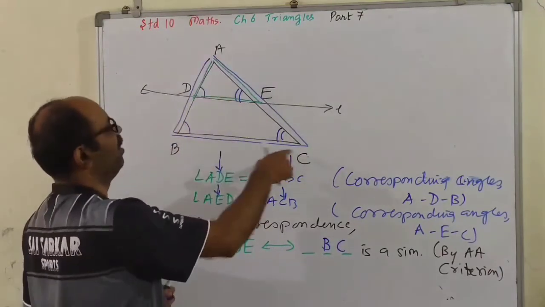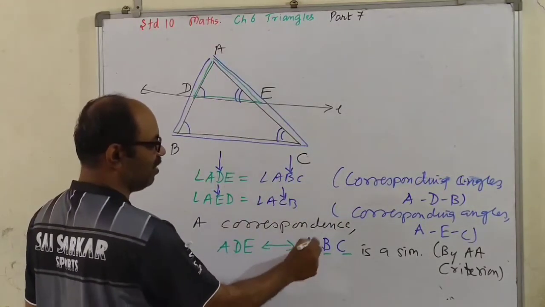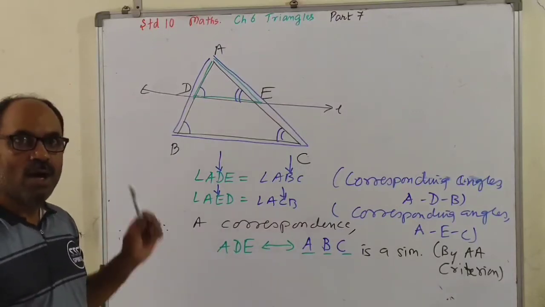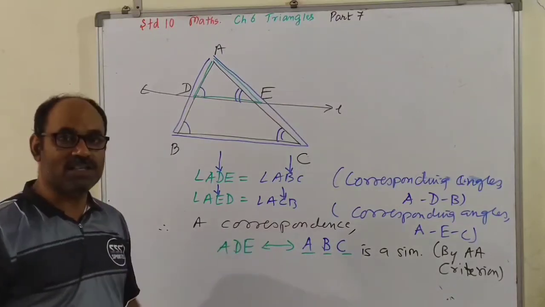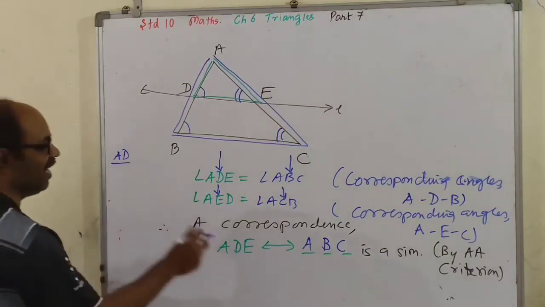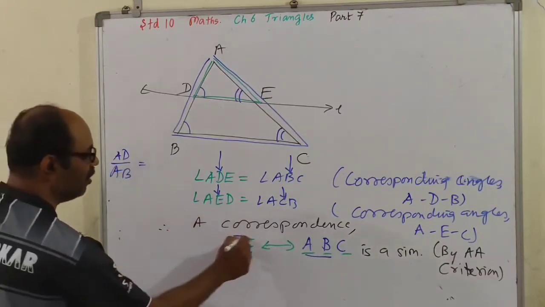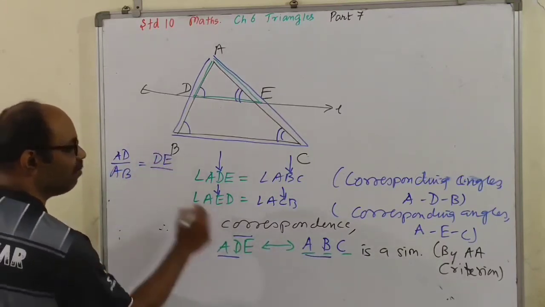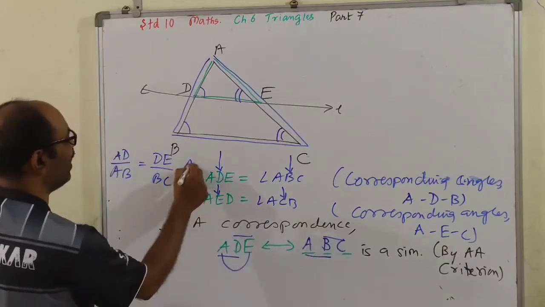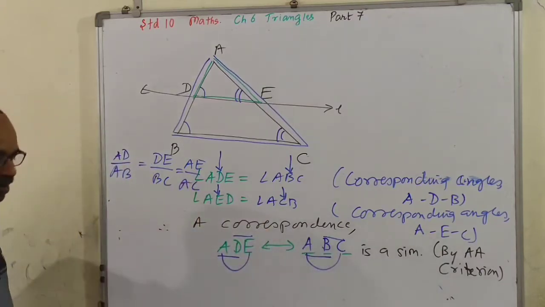And in the blue triangle, B and C have come. Fill in the blank by A. Is a similarity. Is it proved? Arey, this correspondence is similarity. So you have three equal ratios. AD upon AB is equal to DE upon BC is equal to AE upon AC.